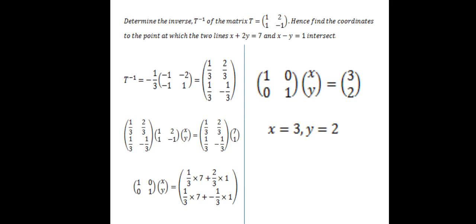The inverse of t is a third, 2/3, a third, and negative a third. Multiply that inverse by the two simultaneous equations, you get x to be 3 and y to be 2. That's where the two lines x plus 2y is equal to 7 and x minus y is equal to 1 intersect.